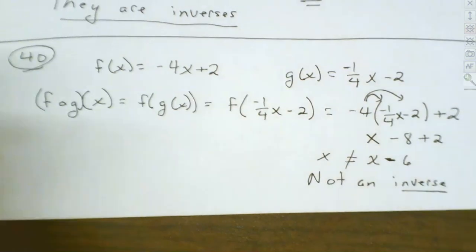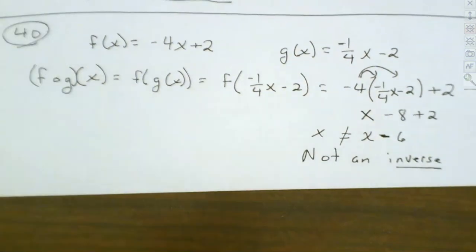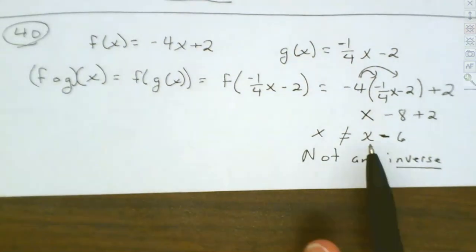Why are they not inverses? Because if they are inverses, you compose them together, and you better get x equals x.